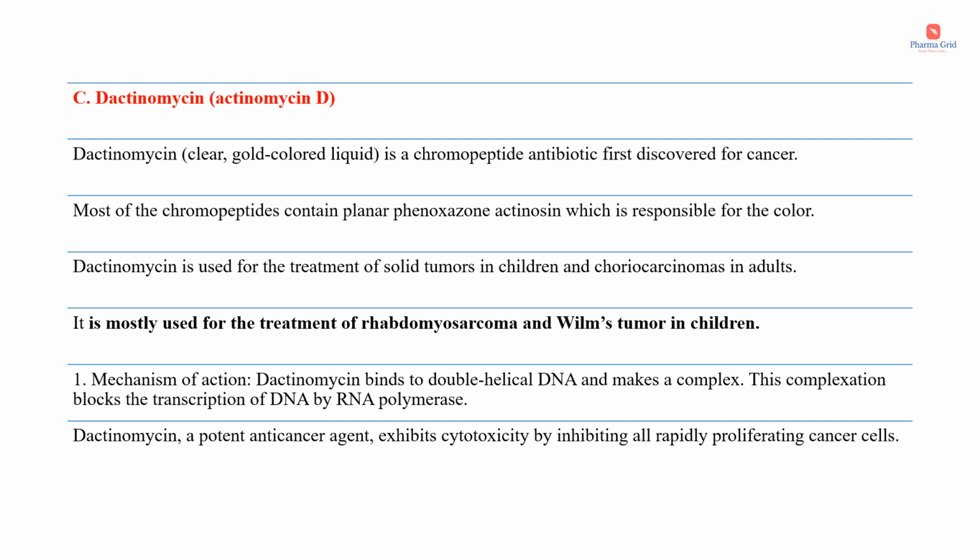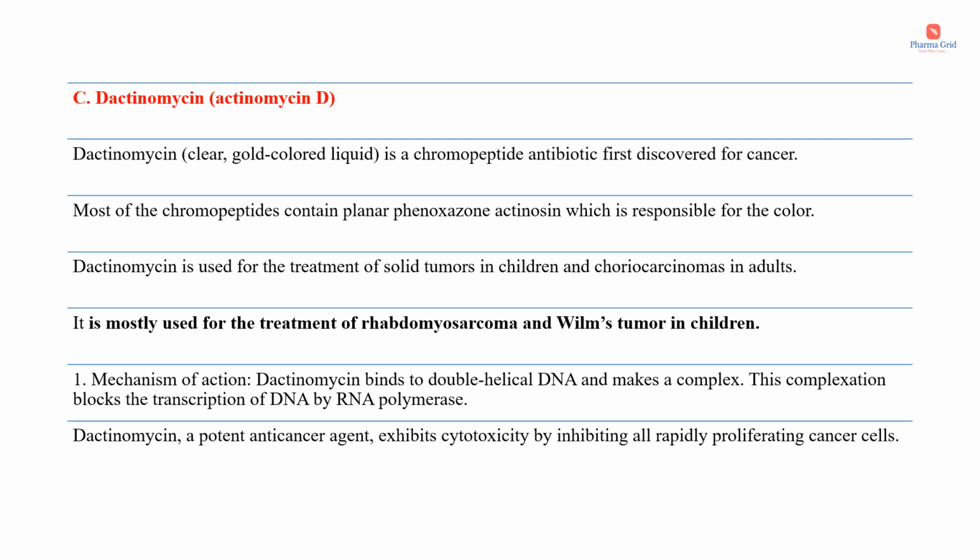Next drug is dactinomycin, also known as actinomycin D. This dactinomycin is a clear gold colored liquid. It is a chromopeptide antibiotic first discovered for cancer. Most of the chromopeptides contain planar phenoxazone actinosin, which is responsible for the color. Dactinomycin is used for the treatment of solid tumors in children and choriocarcinomas in adults. It is mostly used for the treatment of rhabdomyosarcoma and Wilms tumor in children.